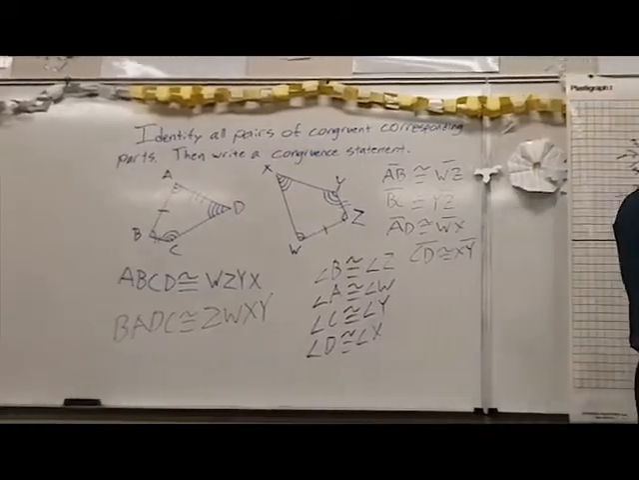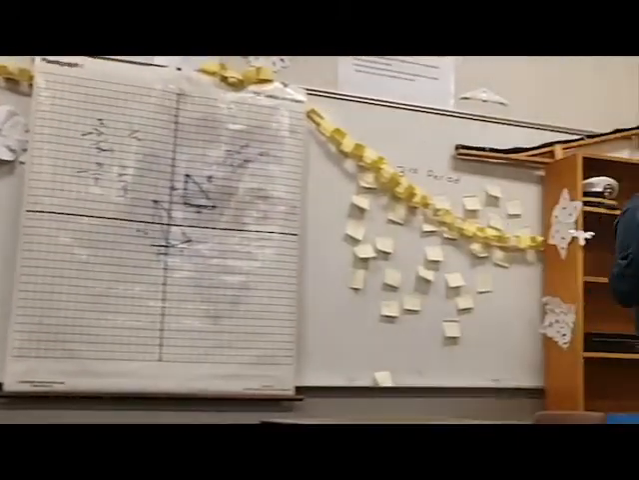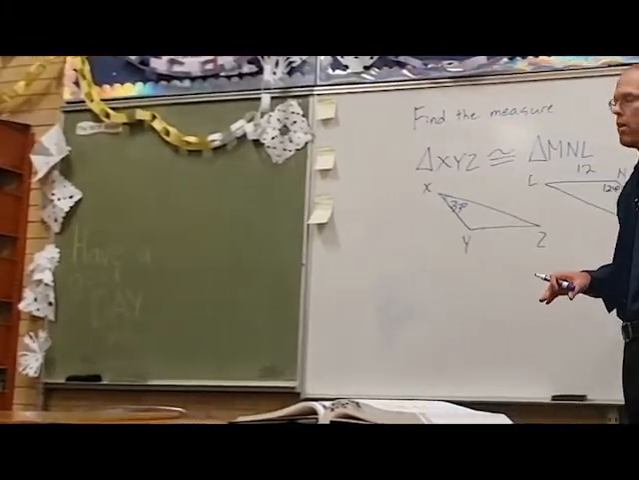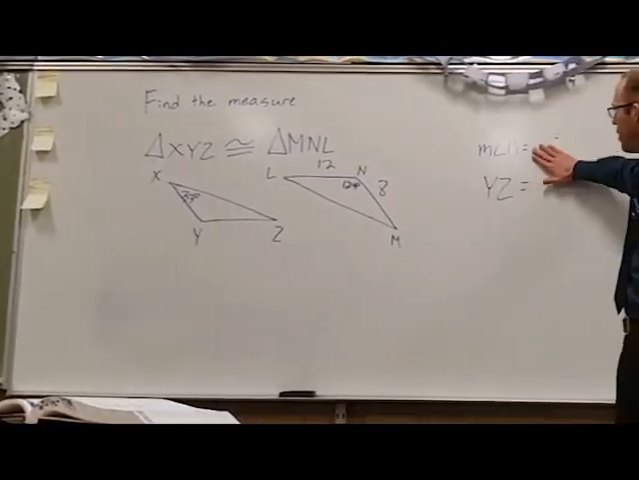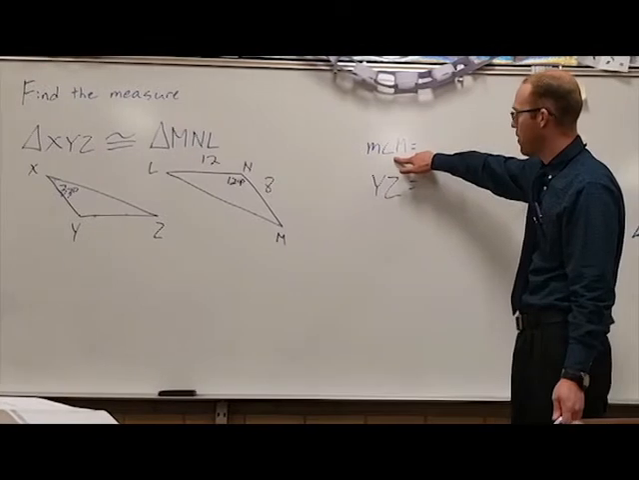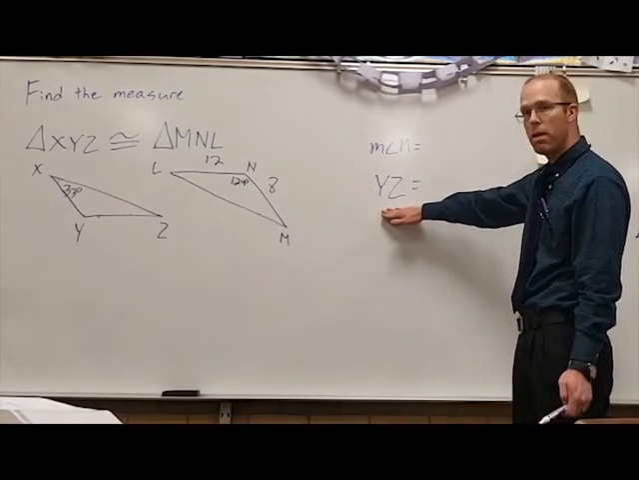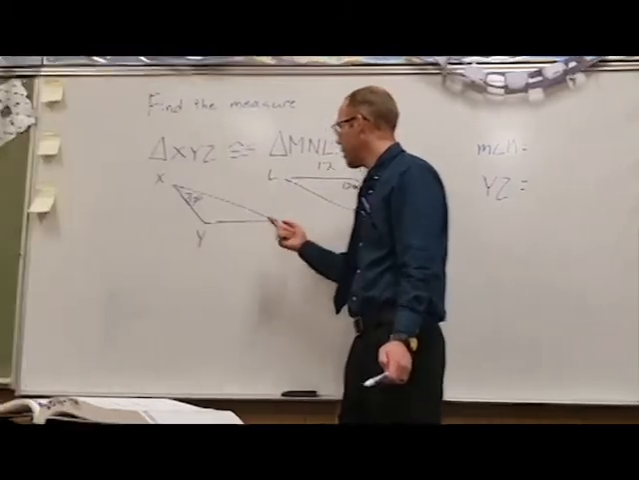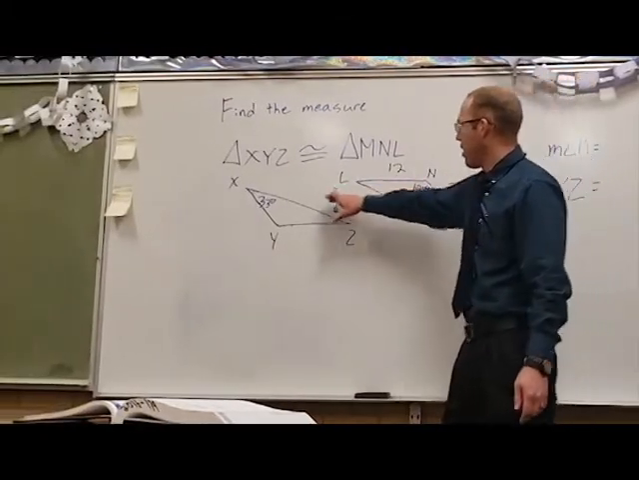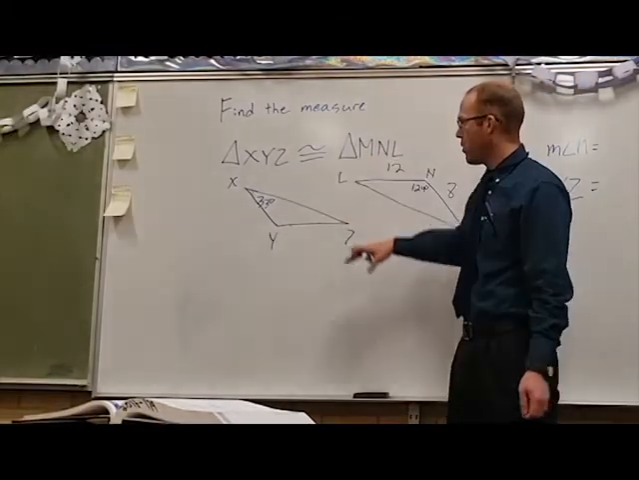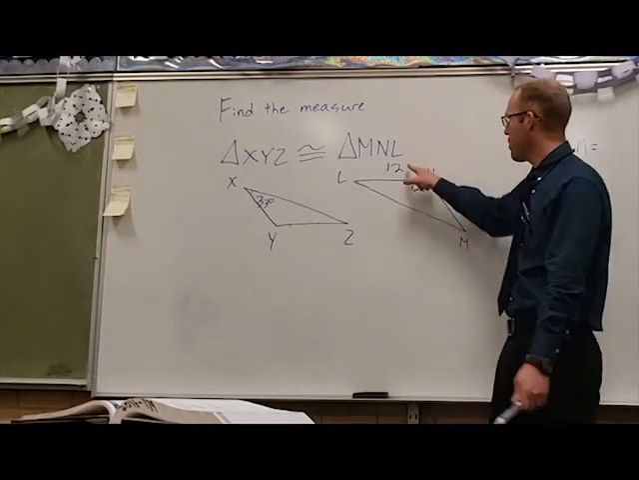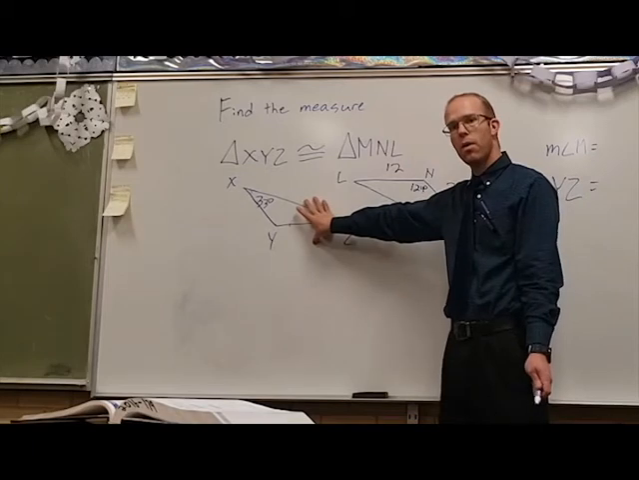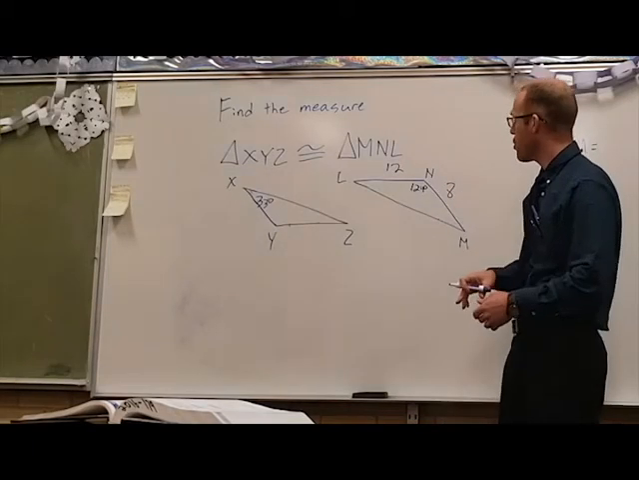Let's take a look over here at some triangles. We're going to use congruence to fill out some missing pieces of information on these. Our task overall is to figure out what these measures right here are. The measure of angle M and the measure of the segment from Y to Z, which is right here. These two triangles, we are told, are congruent. So we have just a few pieces of information from each of these.